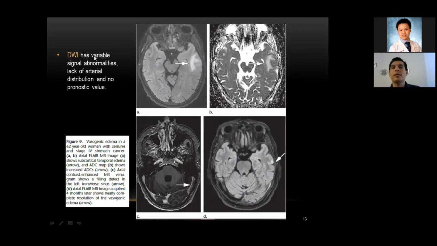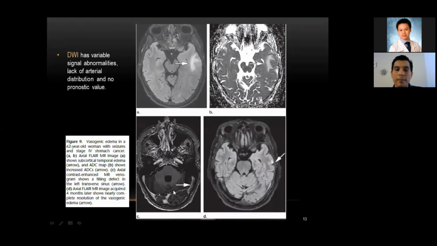DWI is variable, lacks arterial distribution, talking about the damage in parenchyma of this thrombus, and has no prognostic value. In this case, we see a vasogenic edema. It's clearly a vasogenic edema because it is hyperintense in ADC, and is hyperintense in FLAIR. And it's a woman with seizures with stage 4 stomach cancer.